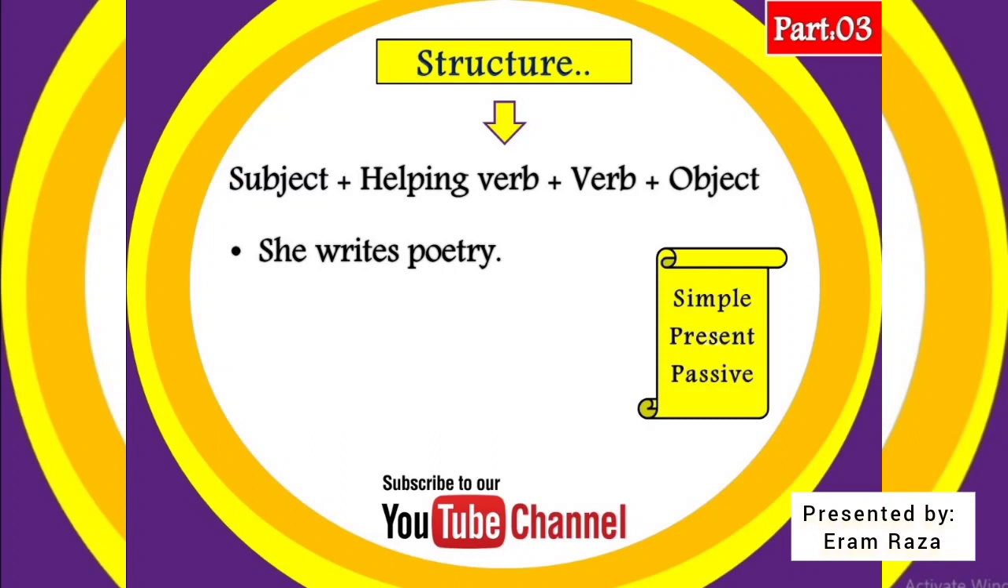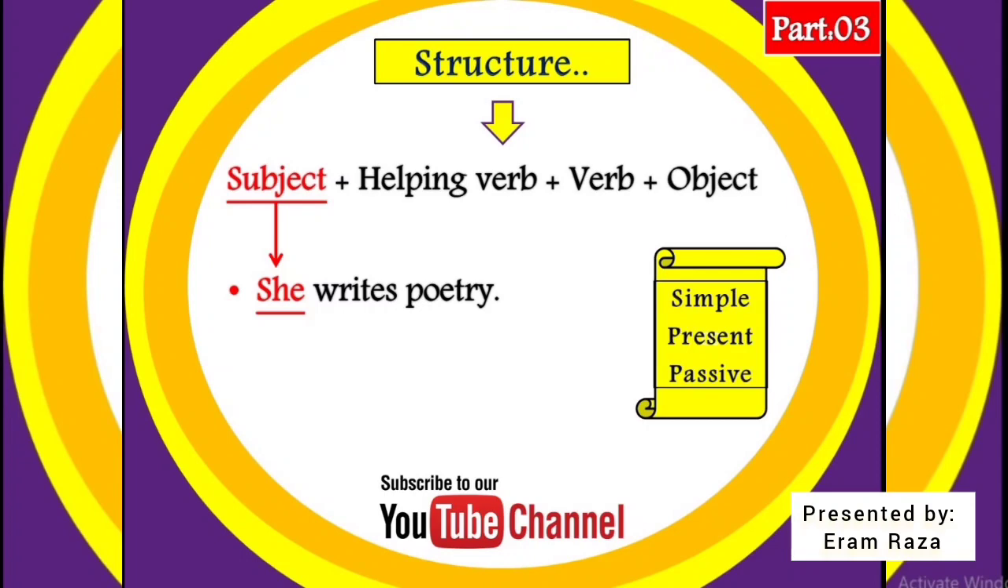This is for simple present and simple past tense. Got it? Okay. Now let's go ahead. Here in this sentence, you need to identify at the very first, like which one is the subject. So of course, it's highlighted and I just underline. She is the subject. It's a doer in the sentence.